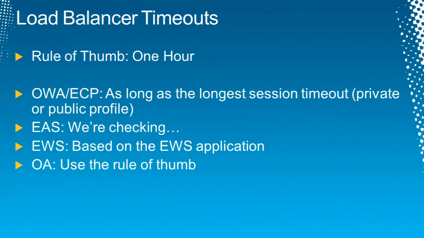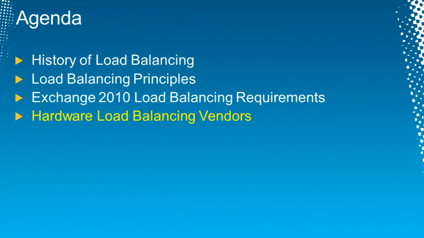For ActiveSync, we don't know yet, and part of the problem here is that it depends on the ActiveSync device and phone. So we need a little bit more standardization around ActiveSync to give you the correct amount of data of what that timeout value should be. Right now, the general rule of thumb is to set your ActiveSync timeouts to 1 hour, and we're going to have more data on this over the next couple of months. Web services, it's based on your web services app, and Outlook Anywhere, 1 hour again. Set to 1 hour for Outlook Anywhere, and we should see the same timeout values from the Outlook and CAS perspective, as well as the load balancer.